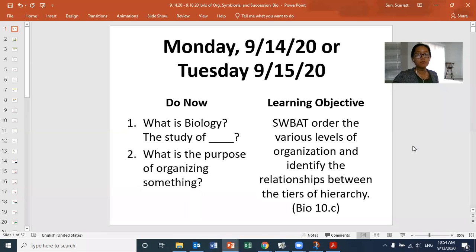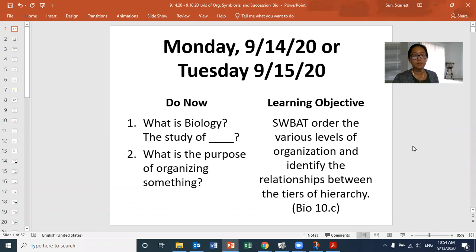All right, so first things first, the do now is going to be two questions. The first one is, what is biology? What do you think biology is the study of? Second, what is the purpose of organizing something, right? Why do you organize something? Think of any reason you can think of why you would organize something. For example, your room, your stuff.